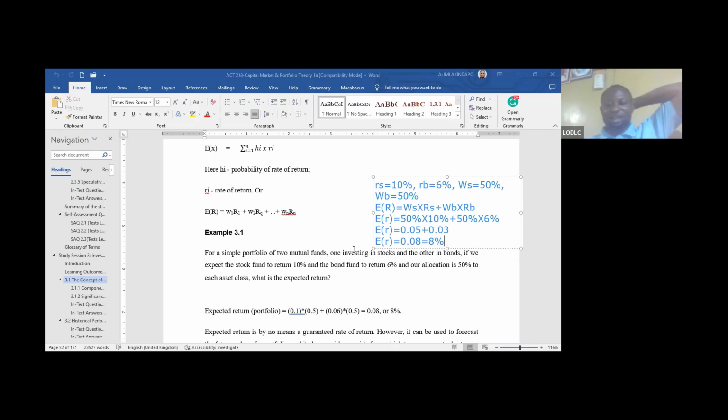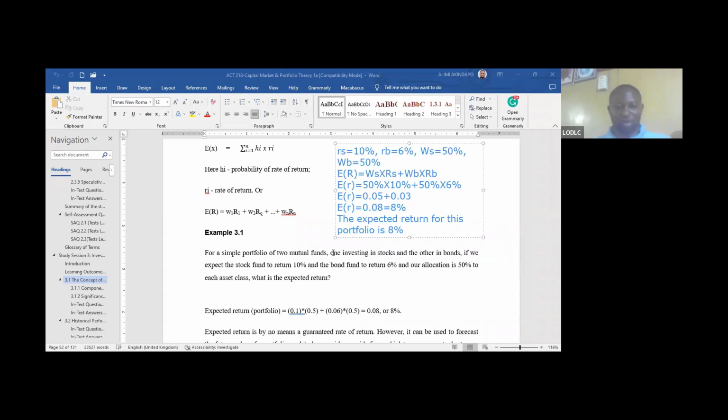So this is the expected rate. What is the expected return for this particular portfolio? The expected return for this particular portfolio is 8%. So I think this is clear enough. If it is not clear, please let me know. So that is that about the expected return for the two portfolios. You may have more than two portfolios. Do you understand? So expected return is still the same thing.